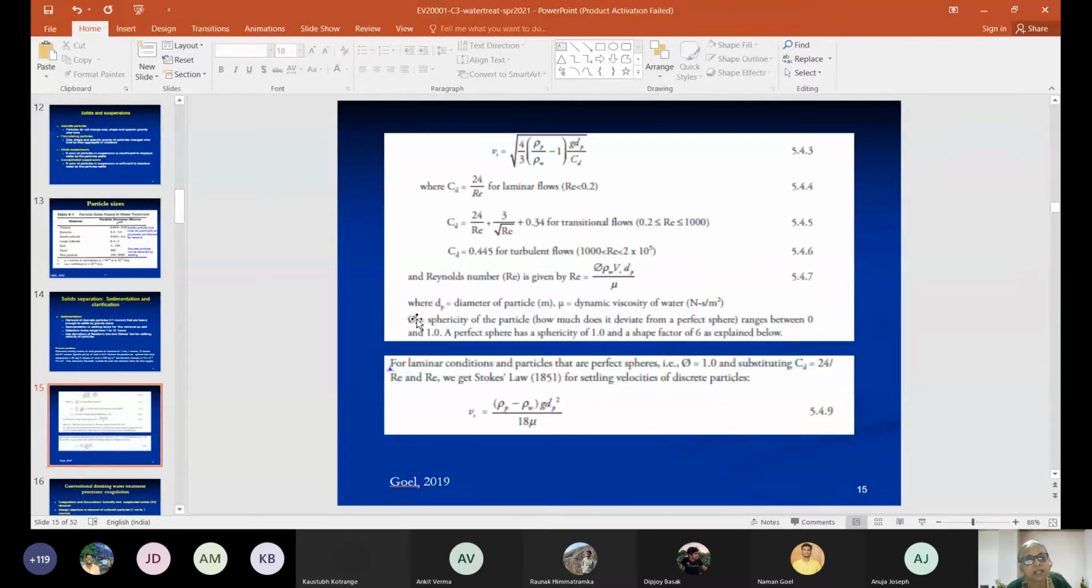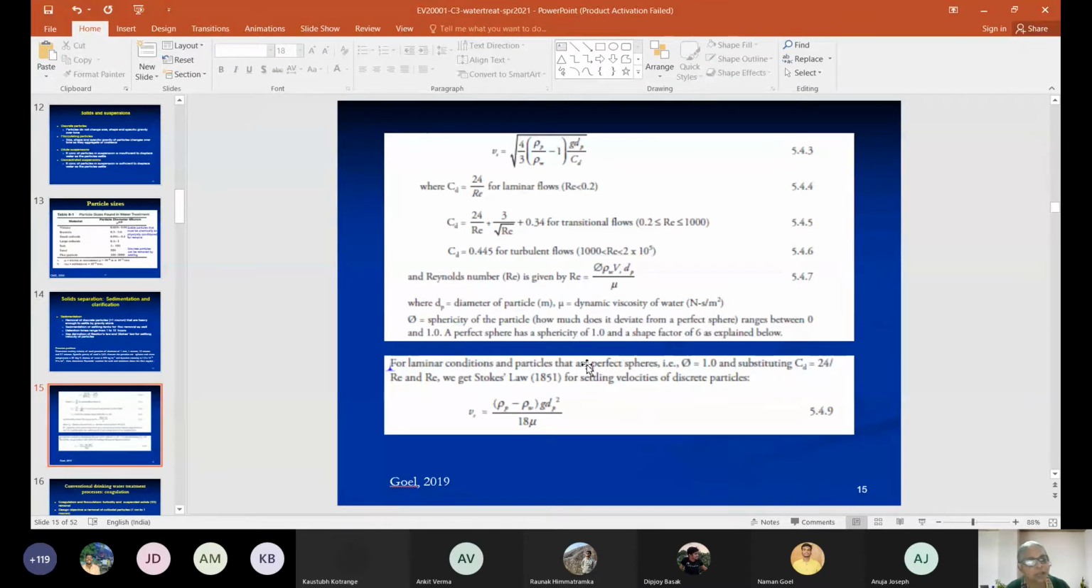Okay, and phi, like I said, is the sphericity of the particle, and that means how much it deviates from a perfect sphere. If it is a perfect sphere, then the value of phi is 1, and it ranges from 0 to 1. So the more irregular the shape of the particle, the less than 1 it is, tending towards 0. A perfect sphere has a sphericity of 1 and a shape factor of 6. We're not going to go into any details here. It's all there in the book.